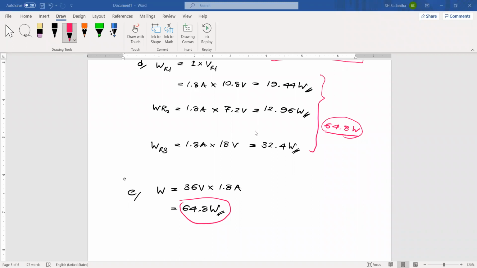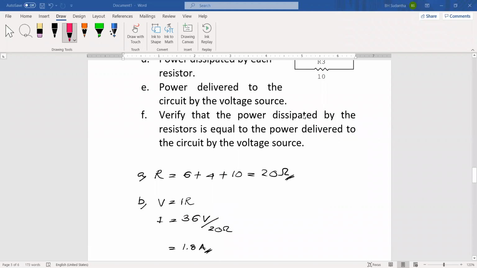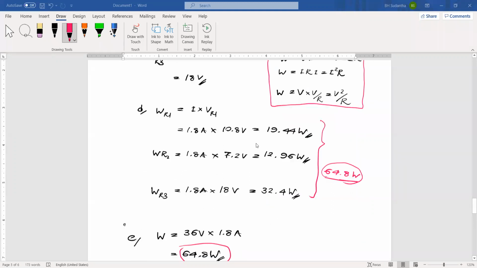This is what the last part of the question asked. Verify that the power dissipated by the resistors is equal to the power delivered to the circuit by the voltage source. That's it.